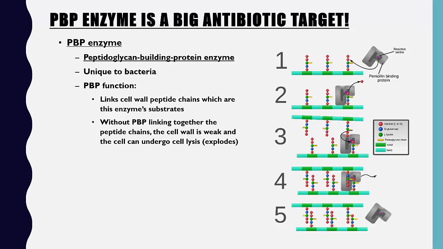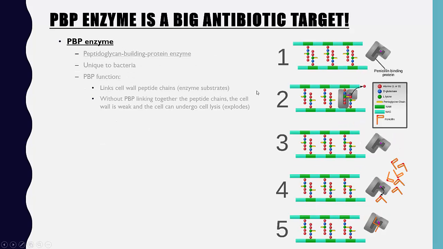What happens if the cell wall is weak in a normal hypotonic environment? It undergoes cell lysis. It'll explode. Water rushes in, and the cell won't be able to handle it, and it'll explode.